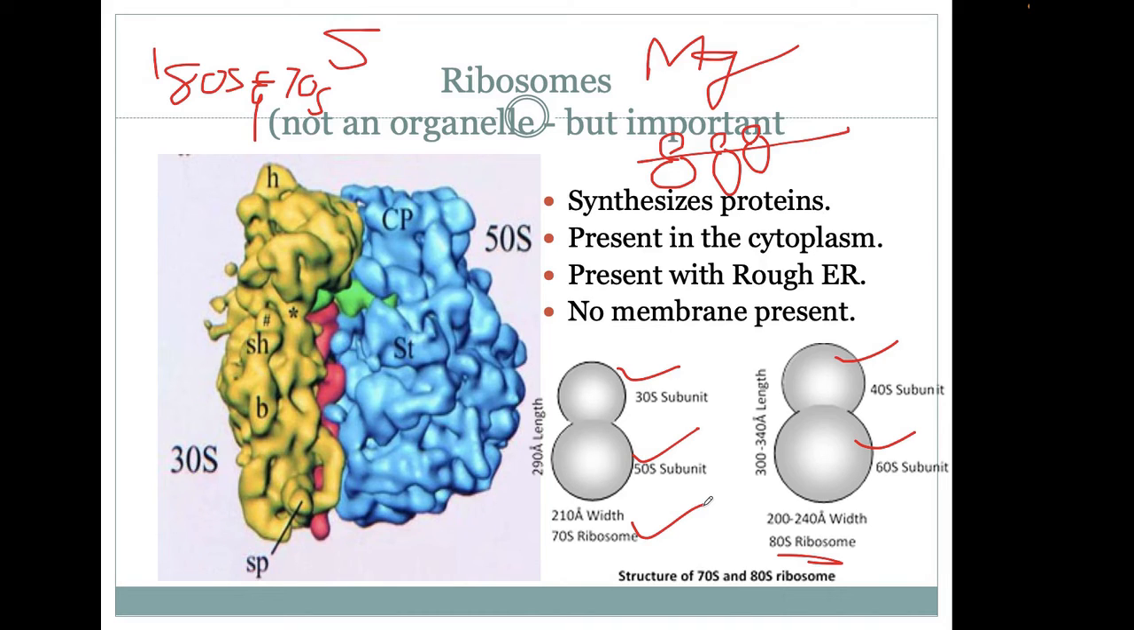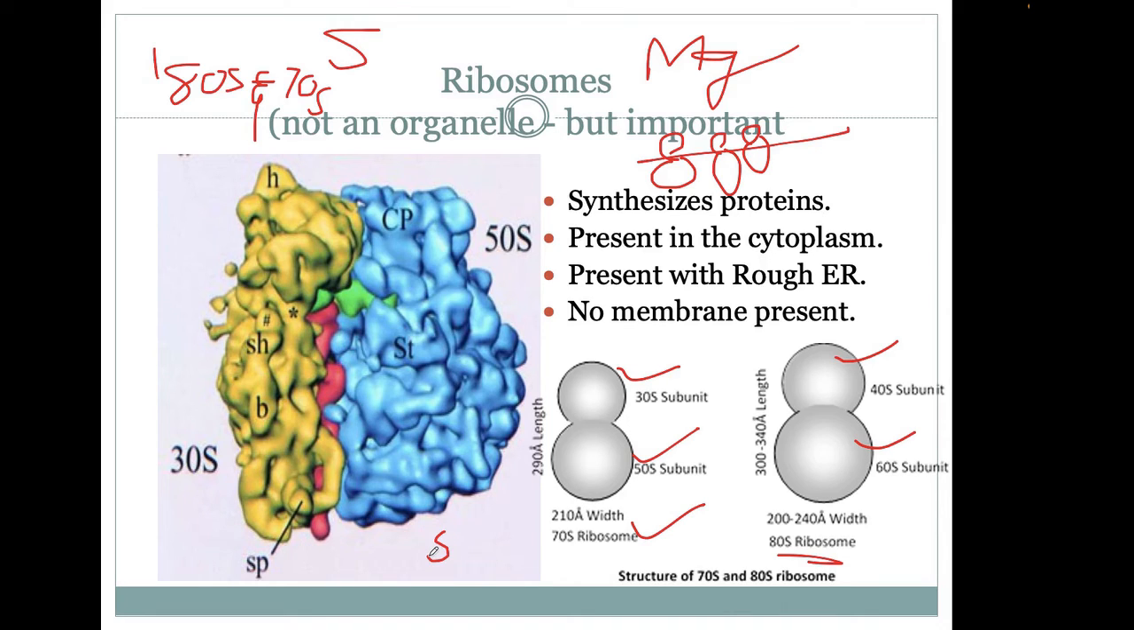This is the unit of measure. S means Svedberg unit. This is the sedimentation coefficient during the ultracentrifugation process. Okay.